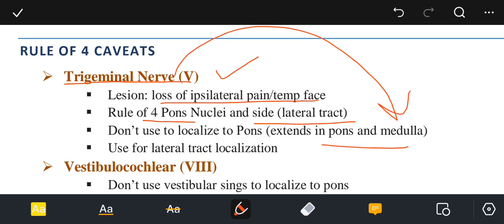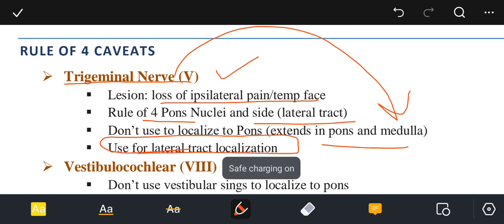It cannot be used to localize the pons because the trigeminal nucleus is very extensive. It starts from the midbrain, enters the pons and the medulla, so it is present throughout the brainstem and you cannot use it to localize the pons. It is used for lateral tract localization. If we have a trigeminal nerve lesion, we cannot say that the lesion is in the pons, but we can say for sure that the lesion is in the lateral aspect of the brainstem.